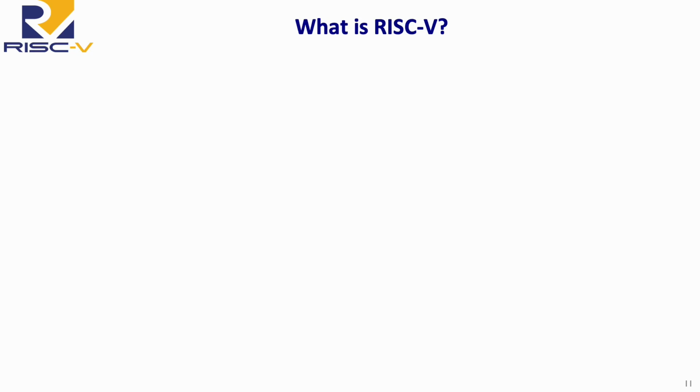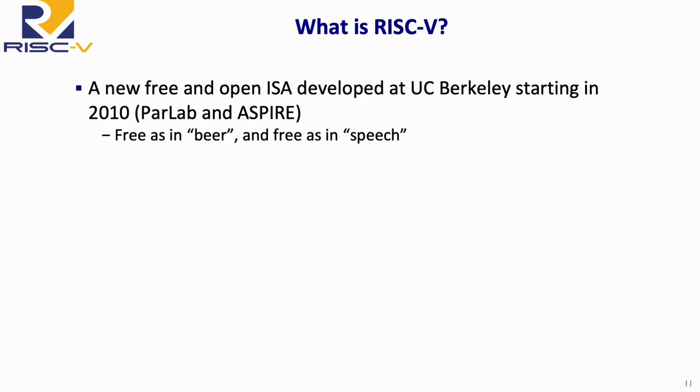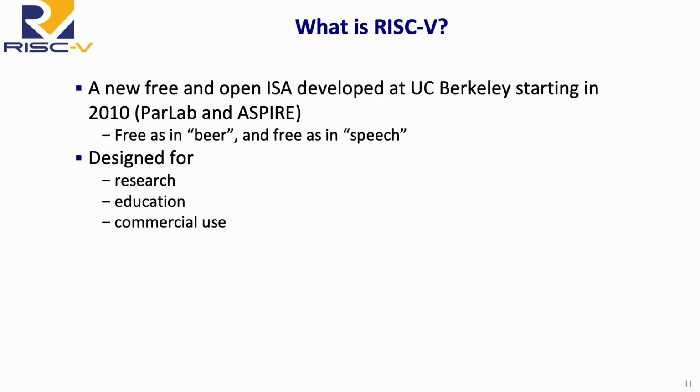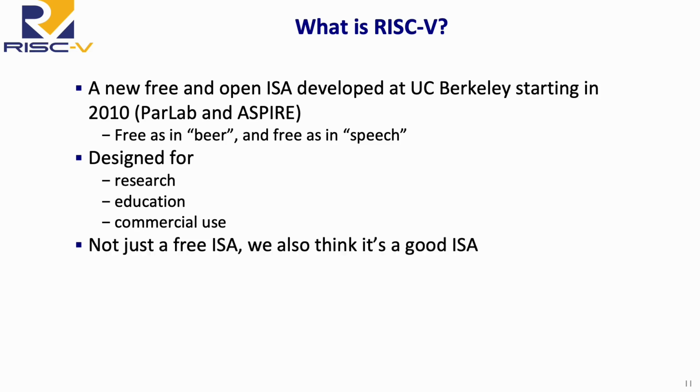So what is RISC-V? Well, it's a new free and open ISA developed at UC Berkeley, as I said, now controlled by the RISC-V Foundation, and it's free both in the sense of free as in beer and free as in speech, so you can do whatever you want with it. It's designed for research, education and commercial use. It's not just a free ISA. They also think it's a pretty good ISA.